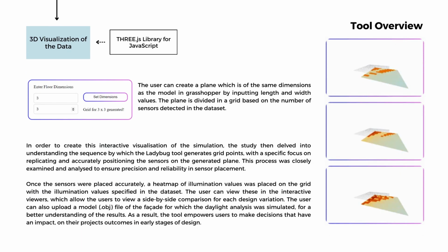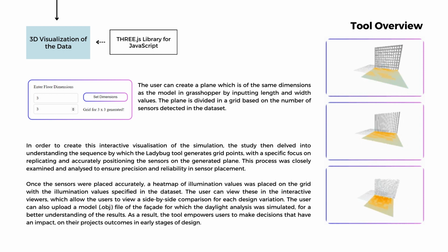The user can create a plane which is the same dimensions as the model in Grasshopper by inputting length and width values. The plane is divided in a grid based on the number of sensors detected in the dataset. In order to create this interactive visualization of the simulation, the study then delved into understanding the sequence by which the Ladybug tool generates grid points, with a specific focus on replicating and accurately positioning the sensors on the generated plane. This process was closely examined and analyzed to ensure precision and reliability in sensor placement.